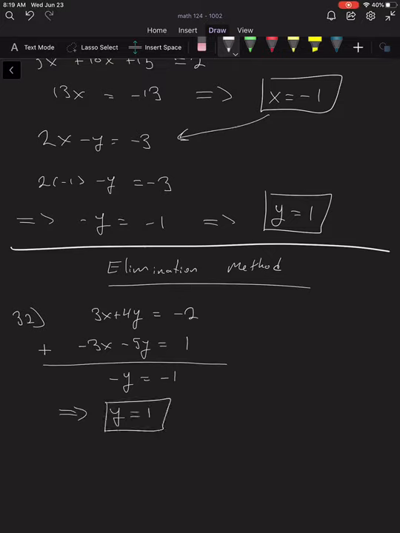So now, just like before, we could pick any of our equations. Let's pick just the top equation, 3x plus 4y is equal to -2. Then what we could do is just plug y is equal to 1 into here. So we get 3x plus 4 equal to -2. So we get 3x is equal to -6. x is equal to -2.